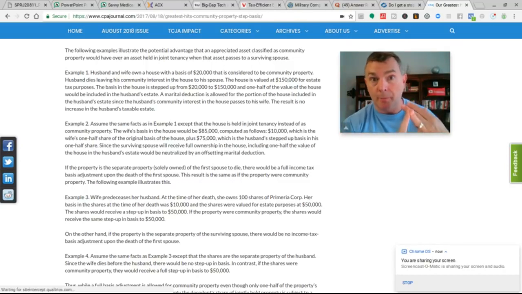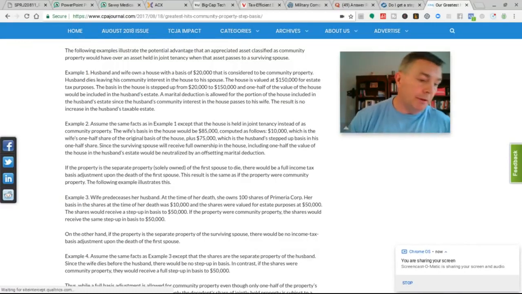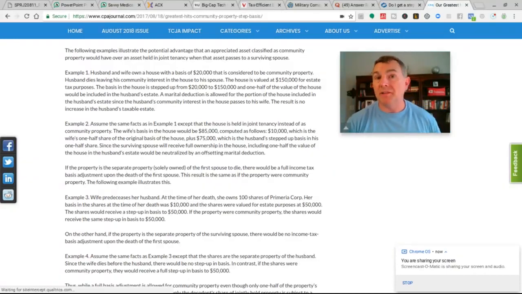If it's a common law property in Georgia, she still has a $10,000 cost basis plus half of the fair market value at the date of death of me. So now her cost basis is $85,000. If she sells that property for $150,000, there it is, $150,000 minus $85,000. Her capital gain will be $65,000.